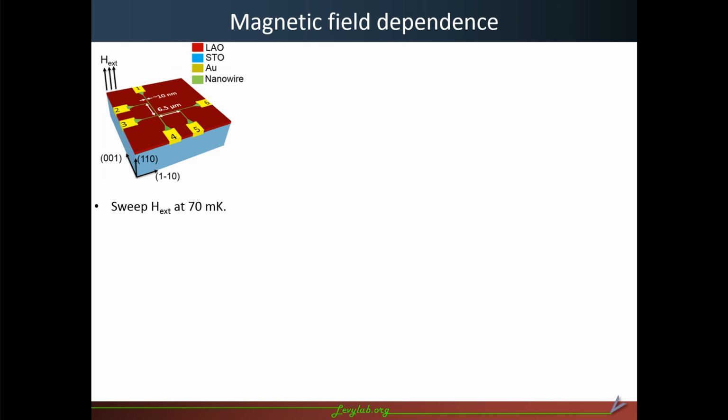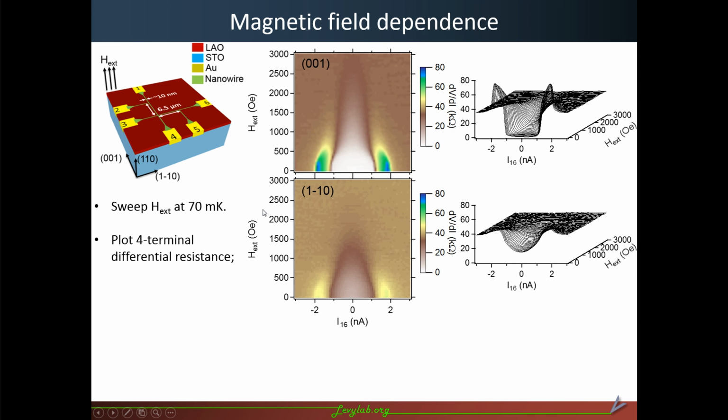To study the magnetic field dependence more closely, we can fix the temperature at 70 mK, sweep the external magnetic field, and measure and plot the 4-terminal differential resistance. Here we plot it as a function of the external magnetic field and also the bias current. From the intensity graph, we can see the superconducting transition, and also the upper critical field is different for the 2 directions.